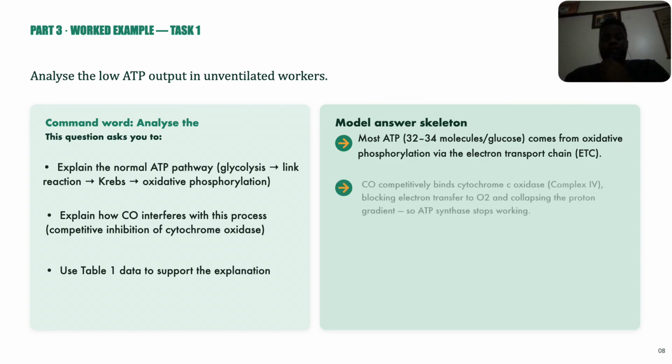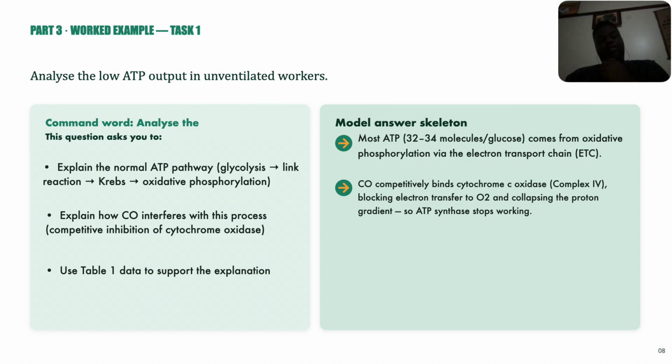Number two, you must explain to us that carbon monoxide competitively binds with cytochrome C oxidase, which is, I think, the fourth complex that blocks electron transfer to oxygen, which collapses the whole proton gradient. Now, I have a video on cellular respiration, on how carbon monoxide actually affects this process, so you can go and watch that. I'll leave a link to that.